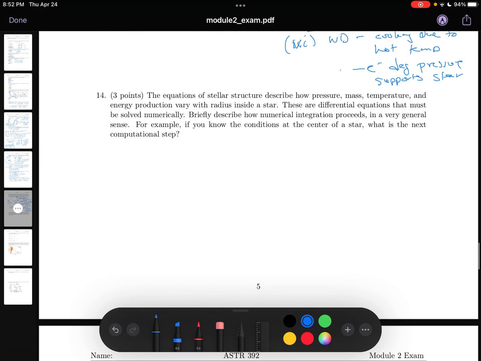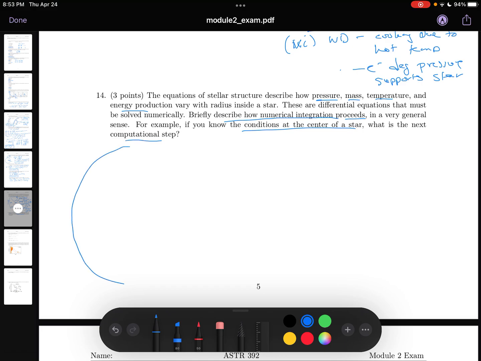Oh yeah, we can do this one quick. Okay, so the equations of stellar structure describe how pressure, mass, temperature, and energy production vary with the radius of the star. So these are differential equations that must be solved numerically. Describe how numerical iteration proceeds in a very general sense. So for example, if you know the conditions at the center of the star, what's the next computational step?